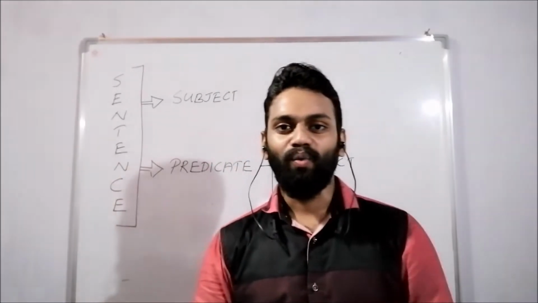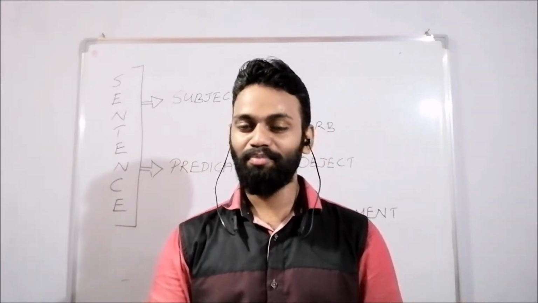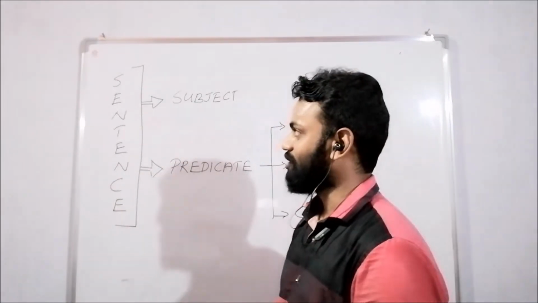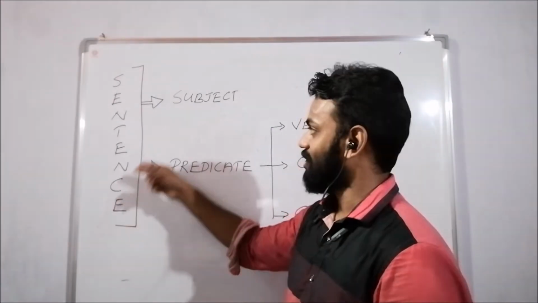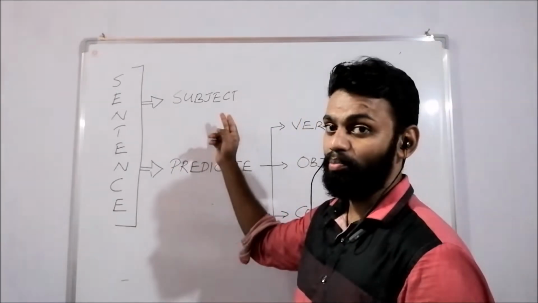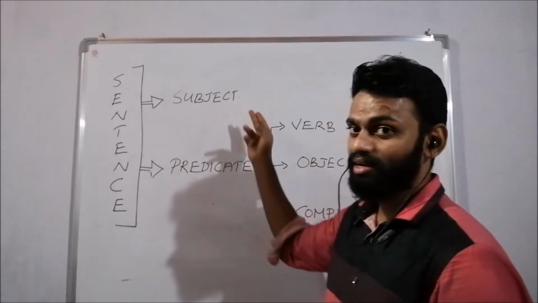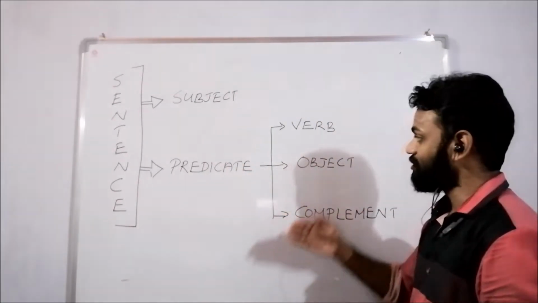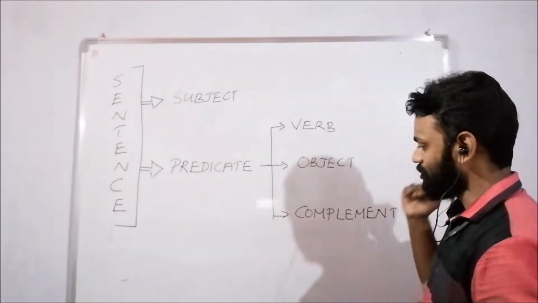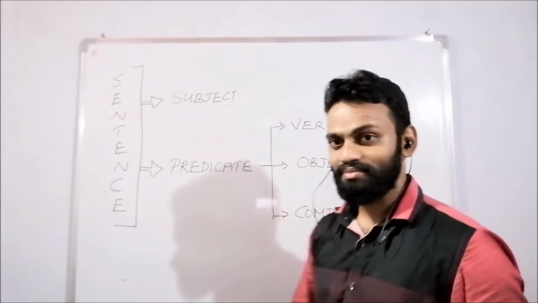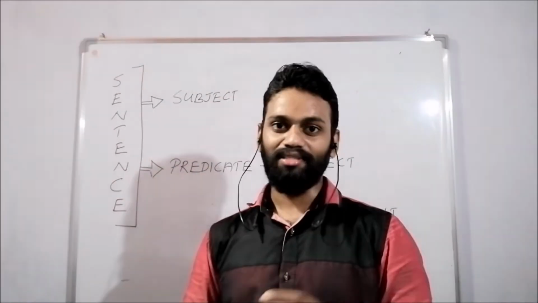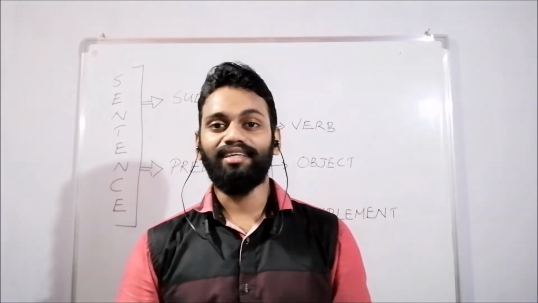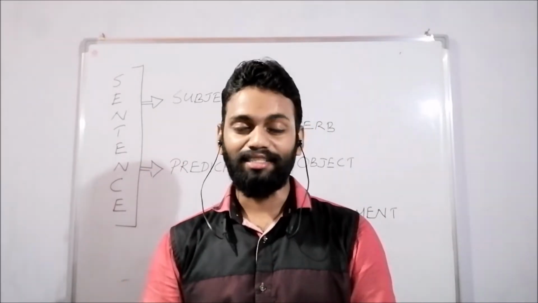In this video, we are going to look at the different parts of a sentence. As you can see on the board, every sentence has got its two main parts, subject and predicate. And this predicate is again divided into verb, object and complement. Now we are going to see what each of them is in detail and then how to identify them in a sentence.